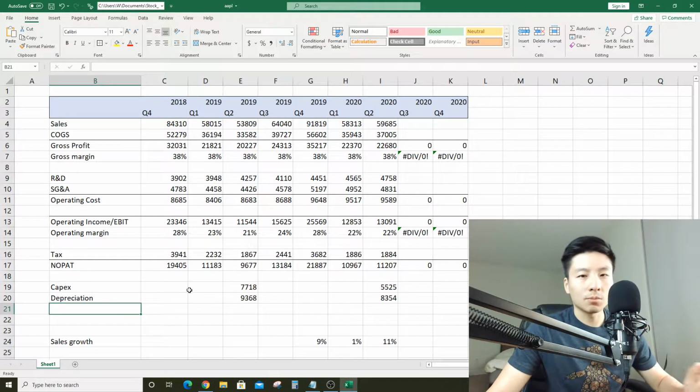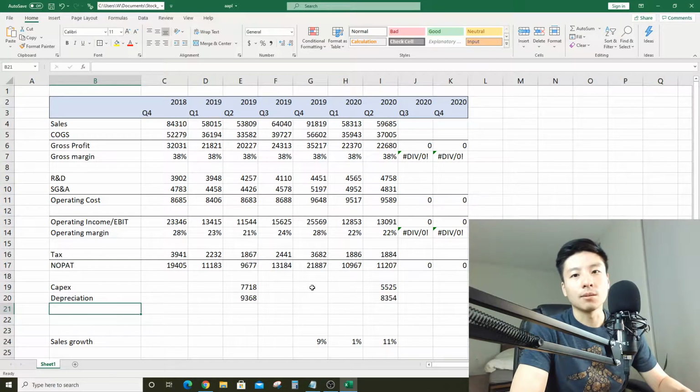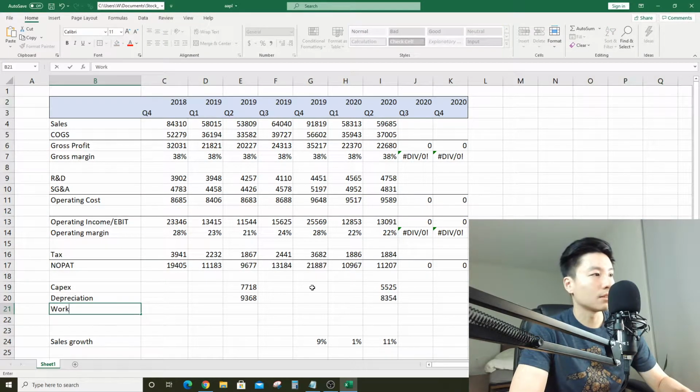It's actually a little more complex than that, but that's kind of a first introduction to working capital. Think about it as accounts payable and accounts receivable, the timing of those, that you want to adjust for. So we'll call it change in working capital.